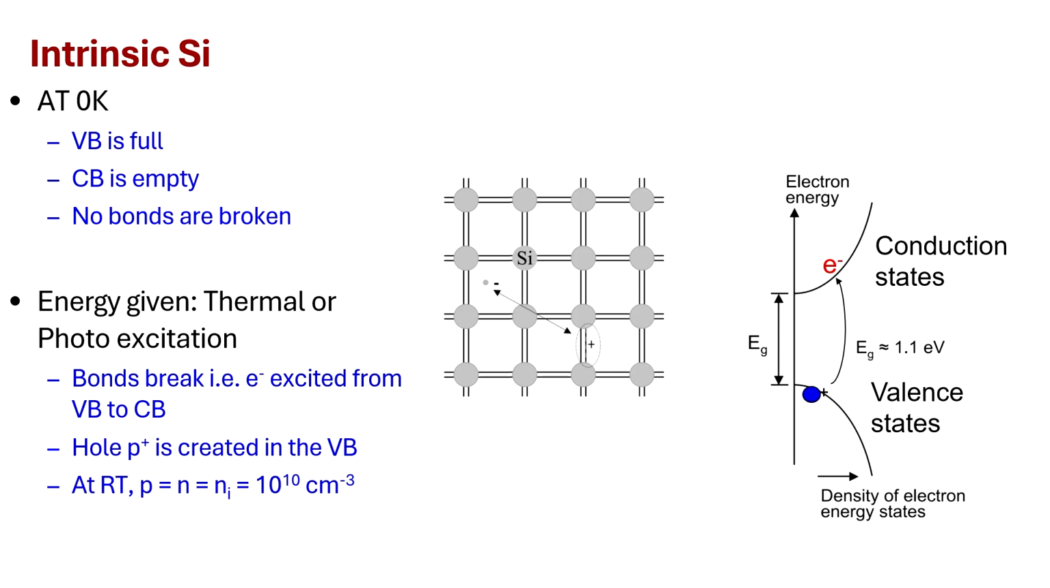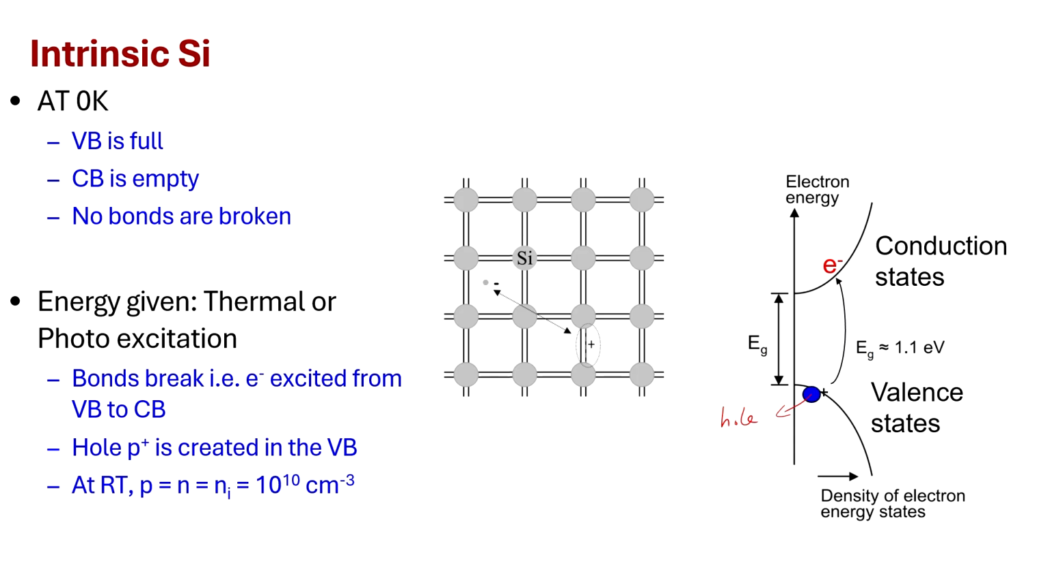As a result, there is no electron density in the conduction states. When you apply thermal stress or photo excitation, we break these bonds, and as a result we create electrons and positive charges. What it means is that bonds are broken, which means you are able to excite electrons from valence states to the conduction states, and once an electron moves into the conduction state, it leaves empty states behind in the valence band, and this is called a hole, which is a positively charged particle.